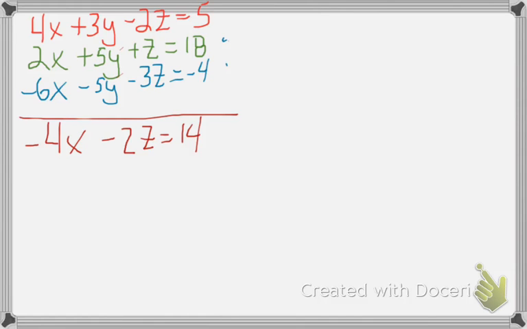Now, if we look at the top two equations, we want to eliminate the y in those as well. Okay, so let's see what we got here. Let's multiply this top one by negative 5. Let's multiply this middle equation by 3. Let's see what we come up with. So I'm going to move over to the right, so we get negative 20x minus 15y, plus 10z, and that's going to equal negative 25.